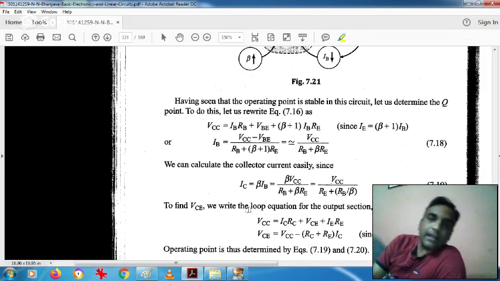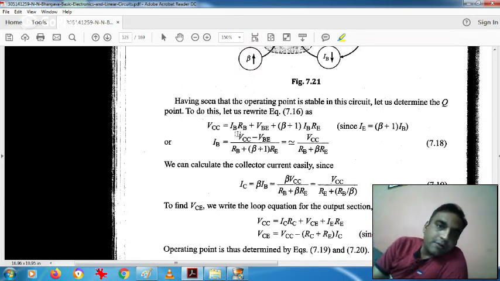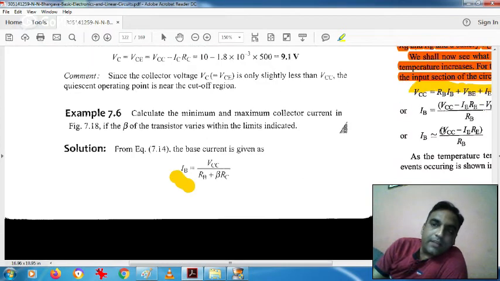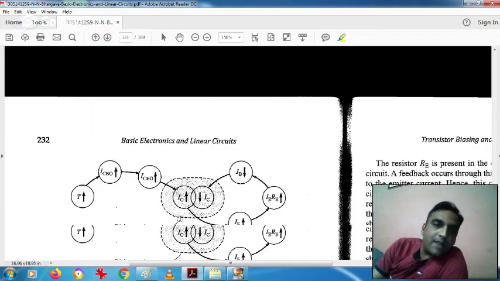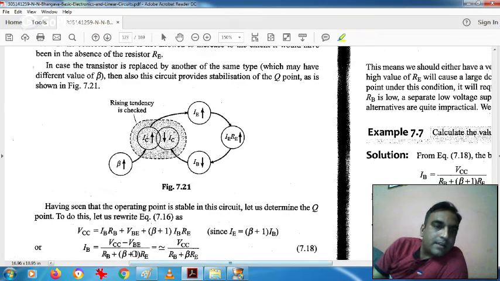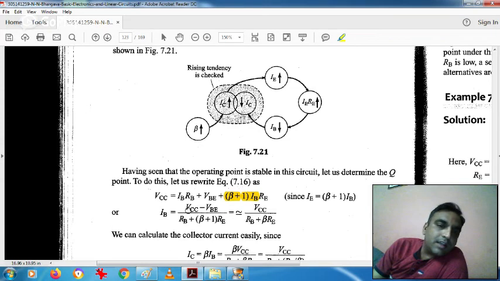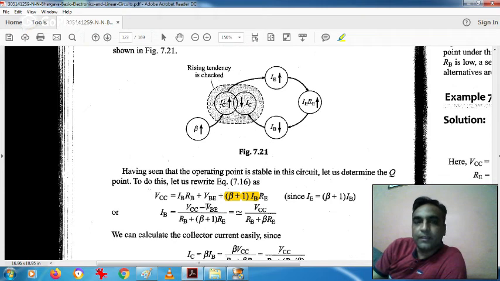Now this analysis was done for the input loop, where we are making the equation of IB. Coming back to the input loop equation which we wrote earlier, IB equals VCC minus IERE divided by RB. Now this equation is written like this: IE is replaced by IB into (beta plus 1). So VCC is equal to IBRB plus VB plus (beta plus 1) IB into RE. All these terms contain only one current, that is IB. So IB is equal to VCC minus VB divided by RB plus (beta plus 1) RE.